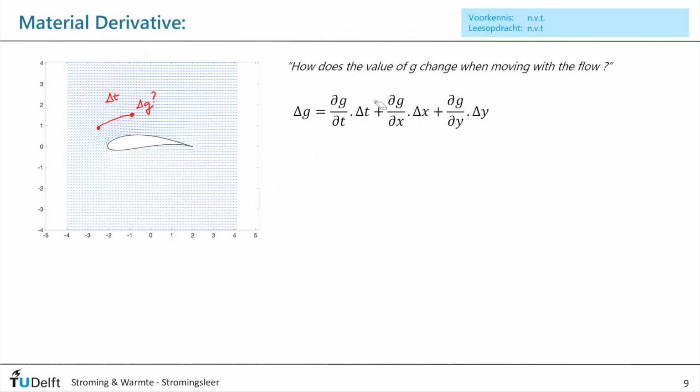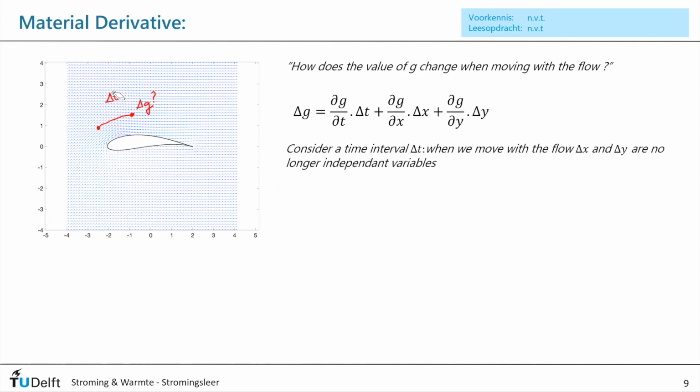But when I'm writing this, I'm assuming that I can take a delta t, a delta x, and a delta y independently. If I'm following the flow, I cannot do that. So let's consider a time interval delta t. When we move with the flow, delta x and delta y are no longer independent variables. In fact, we know that if we are following the flow for delta t, then the fluid particle has to end up precisely there, and that would be only a function of delta t.